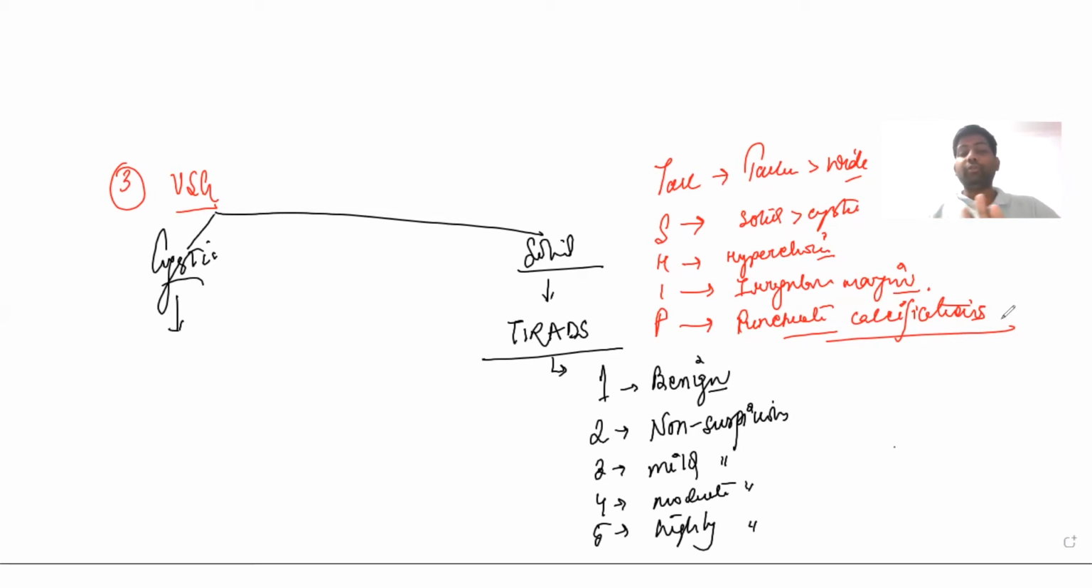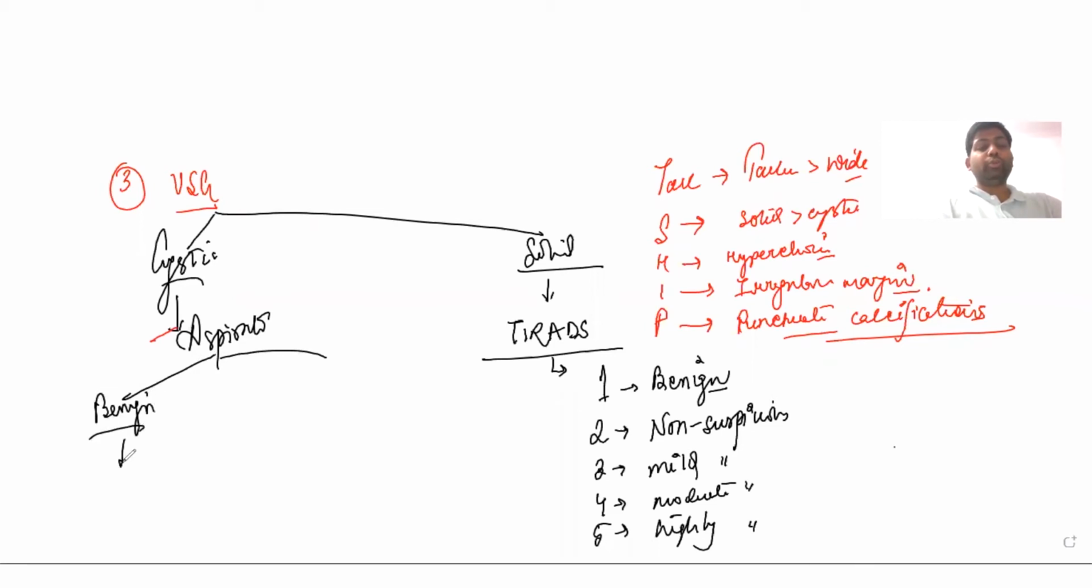Now let us see what we do if we find a cystic lesion. If we find a cystic lesion on the ultrasound, the next thing that we do is we aspirate the cyst content. Now on aspiration of the cyst content, we do cytology of that aspirate, and if the cytology comes out to be benign, we can just follow up the patient for any increase in the size of the cyst or any complexity of the cyst.